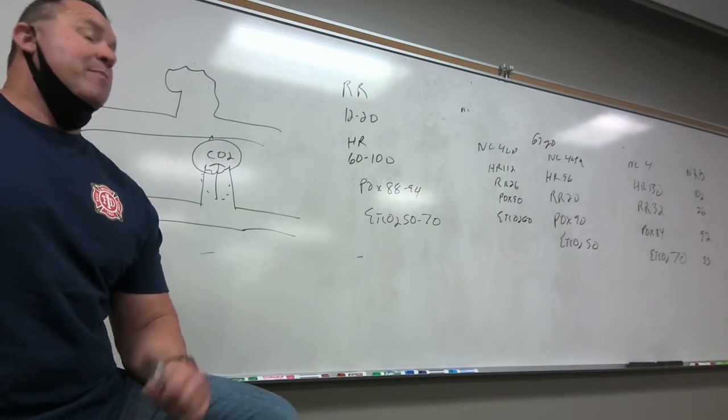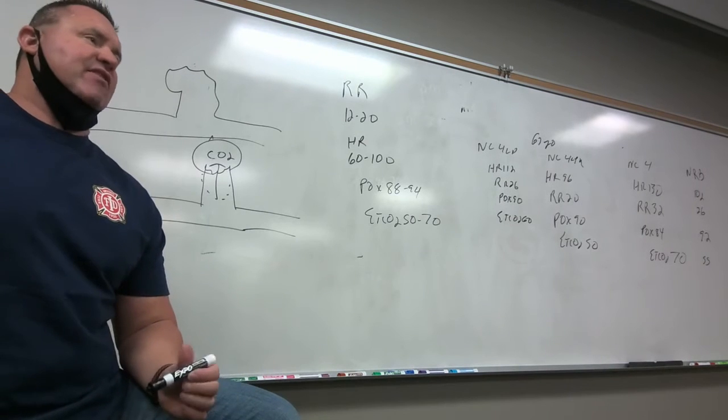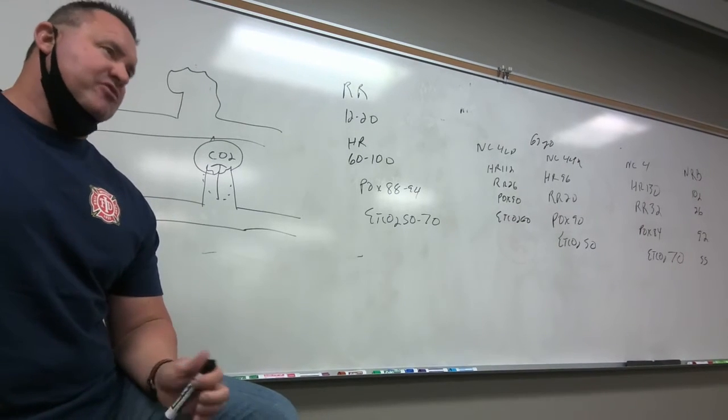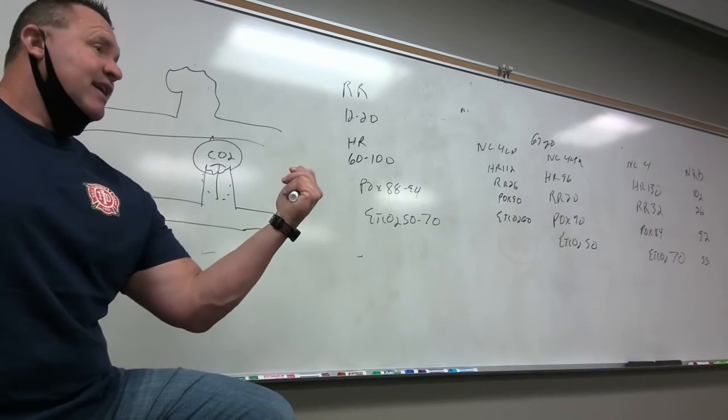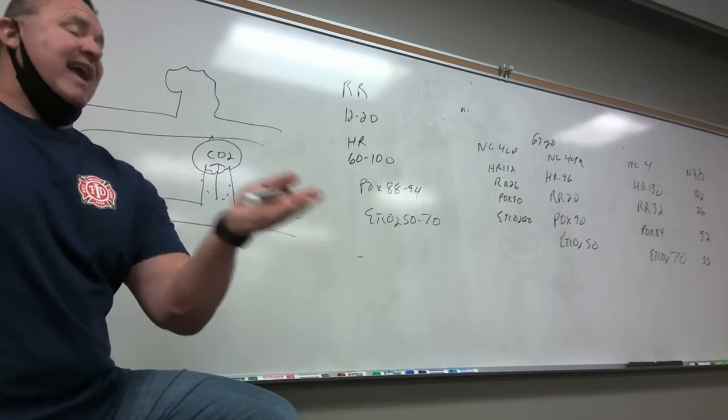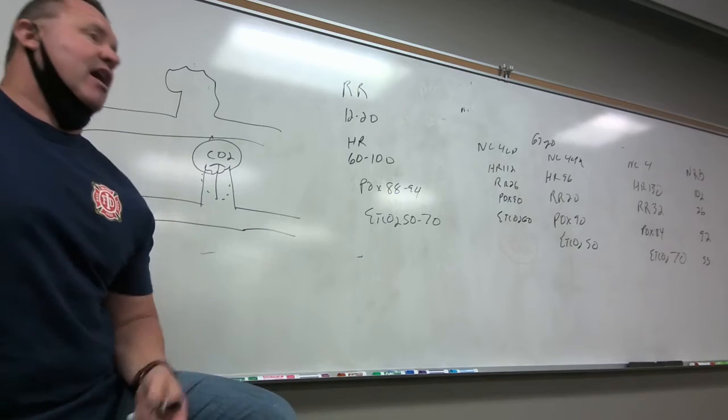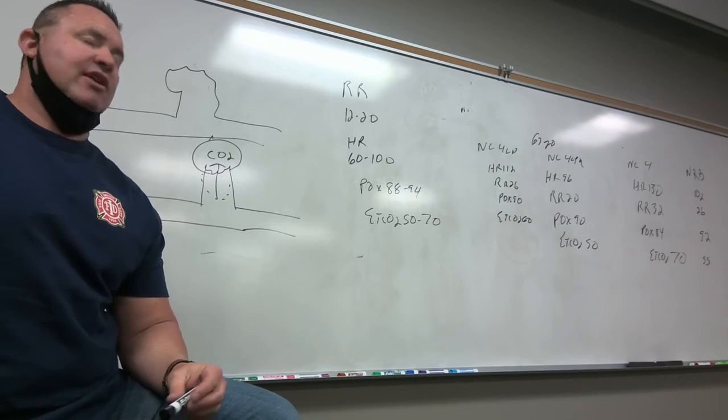Okay. The minimum on every patient is 2 sets of vitals, even on refusals. That is the minimum, 2 sets of vitals. That way you can show what they were when you got there, and when you left them at home or left them at the hospital, you need to get 2 sets of vitals on every patient.